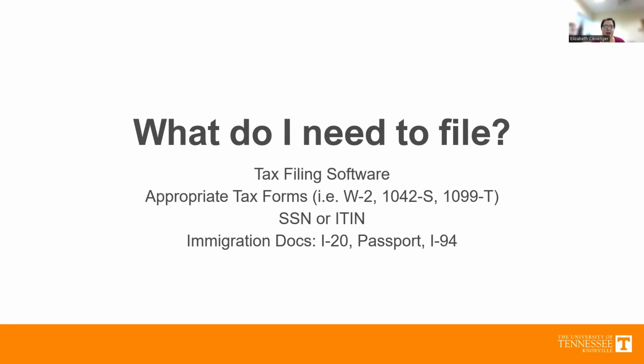Thank you. So what do you need to file? Number one, you need some kind of tax filing software. Some people still file the forms on paper, and you're welcome to do so if you would like. The tax filing software does make things a little bit easier. You also need the forms that we just talked about. You need your social security number, and you'll also need copies of your immigration documents, like your I-20, your passport, your I-94, for yourself and your dependents. A lot of that information will be recorded on your tax forms. Next slide.